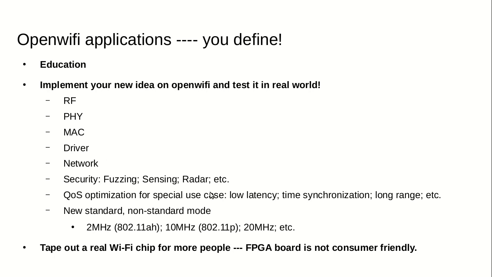If you have some special use case like low latency, time synchronization, or long-range communication to your drone, to the car, feel free to test our platform and integrate your new idea for your special application. And if you want to implement a new standard or even an unreleased standard like Wi-Fi 7, some features from Wi-Fi 7, you can start from our design to try those new features, to see how those new features perform in the real world. If you have enough funding, sure, you can tape out a real Wi-Fi chip.